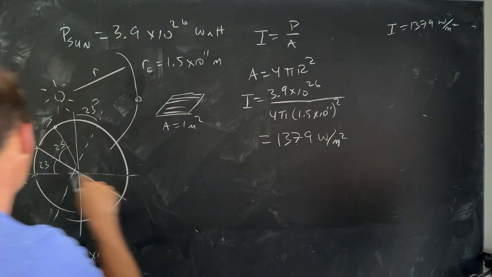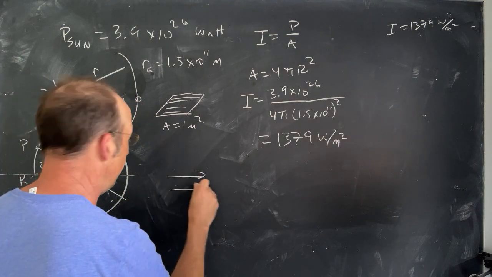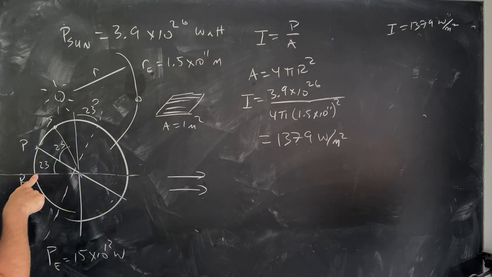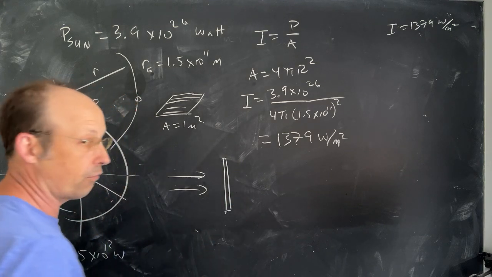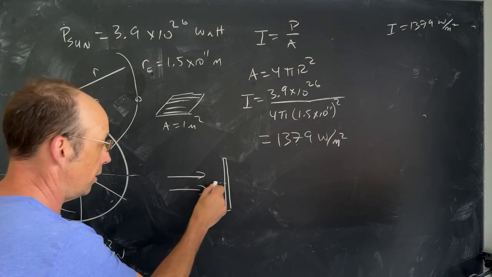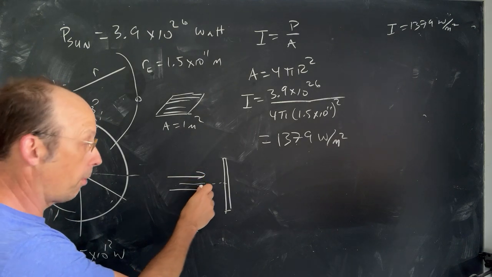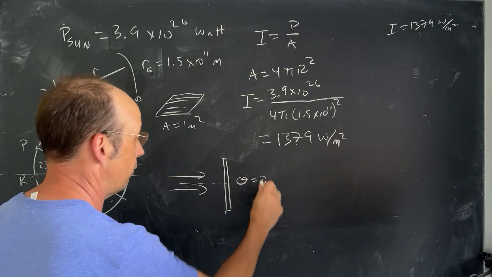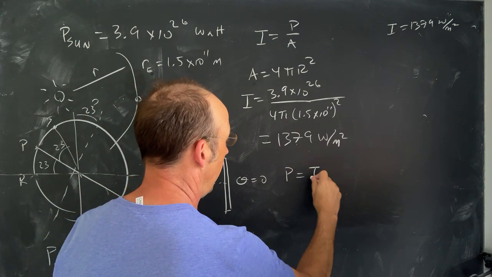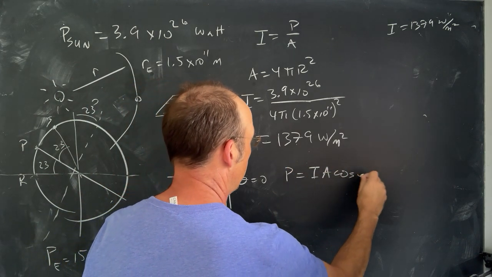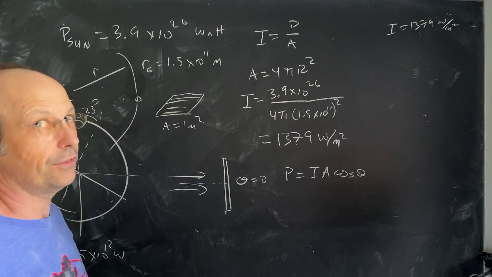Now, how much power does the solar panel right here receive? Suppose the light's coming in this way. At that point R, the important thing is that the solar panel is oriented directly perpendicular to the light. So this angle is going to be the angle between the light and the normal, theta equals 0. So power is going to be equal to IA cosine theta. Well, theta is 0, so cosine of 0 is 1.